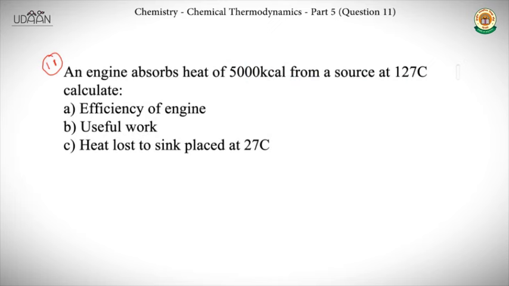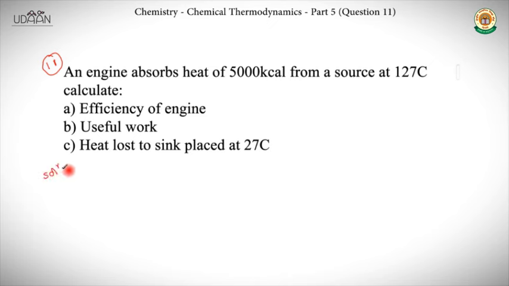So in question number 11, you have an engine that absorbs heat of 5000 kilocalories from a source at 127 degrees centigrade. Your job is to calculate three things. The first one, efficiency of the engine. The second one, useful work. And the third one, heat loss. Now, all of this, the heat's transferring to a sink placed at 27 degrees Celsius. So for the first part, the efficiency of engine, Sandeep will take us through.